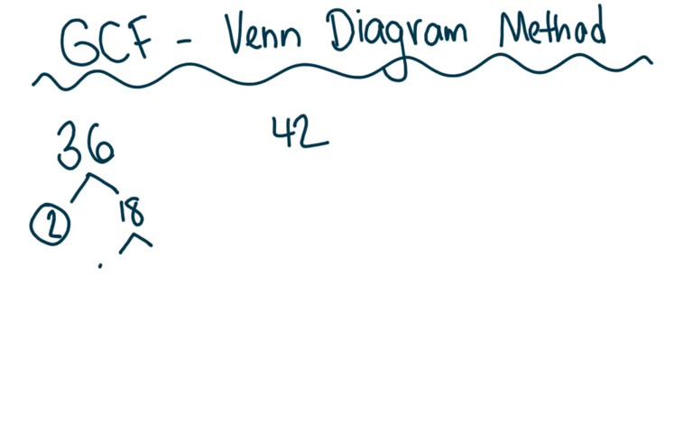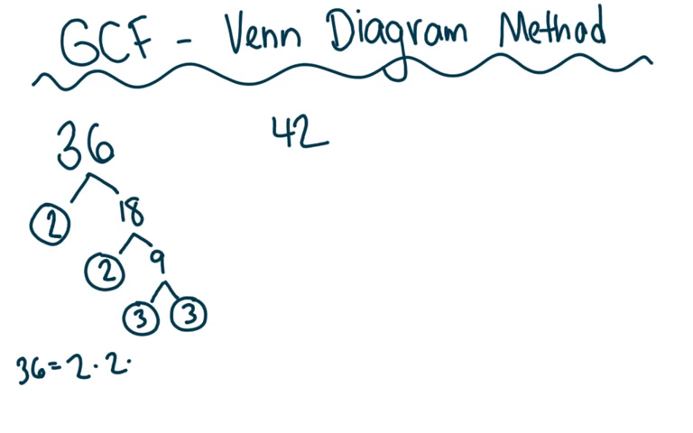18 isn't prime, but 18 can be 2 times 9. 2 is a prime number, so that part's done. 9 is 3 times 3, and 3's are both prime, so that tree is complete. The prime factorization of 36 is 2 times 2 times 3 times 3. If you take a minute and do that math, you'll see that 2 times 2 is 4, 3 times 3 is 9, 4 times 9 is 36.